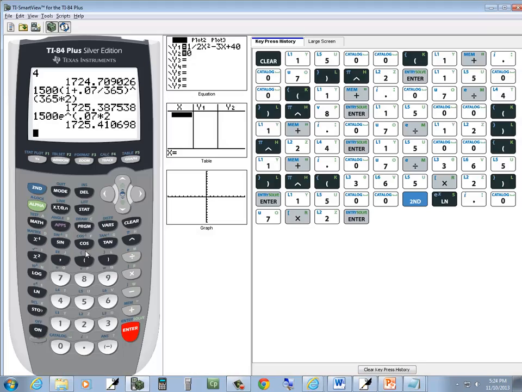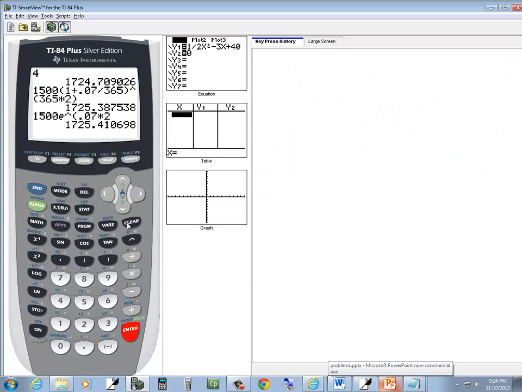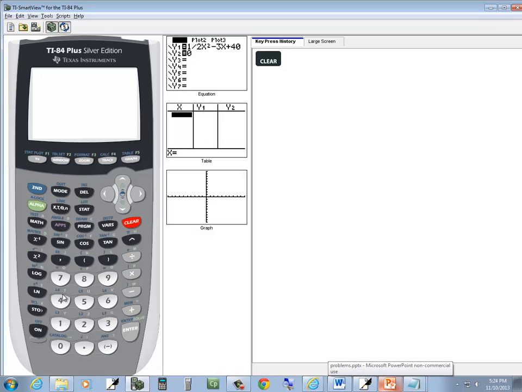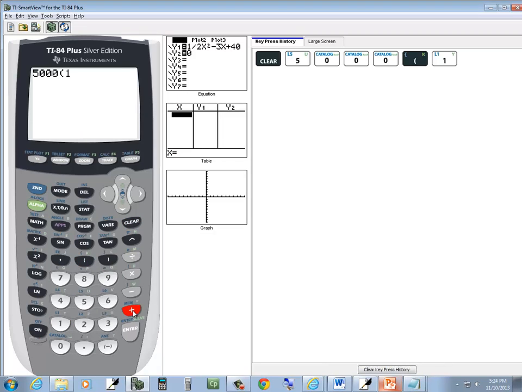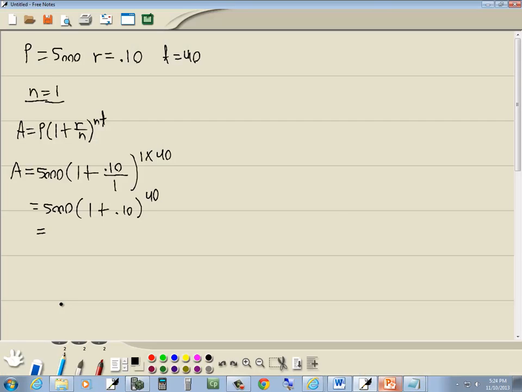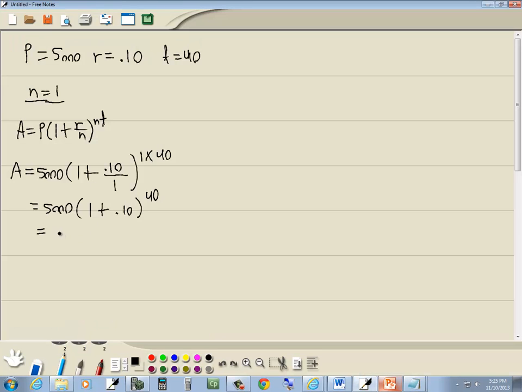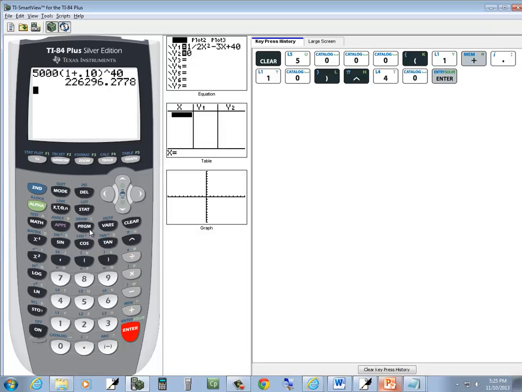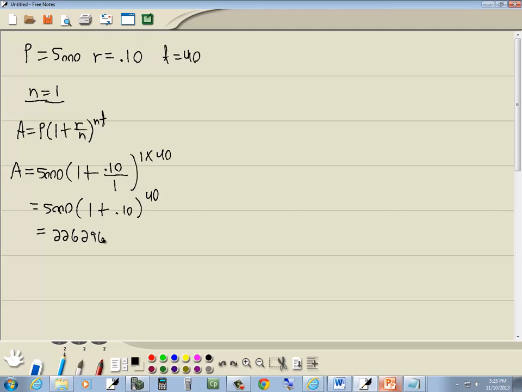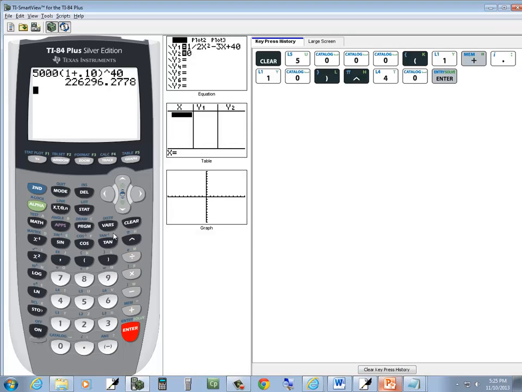So let's plug this in the calculator. So I got 5,000, beginning parentheses, 1 plus 0.10, close parentheses, caret 40, 40th power. Then press enter. $226,296 and 28 cents.